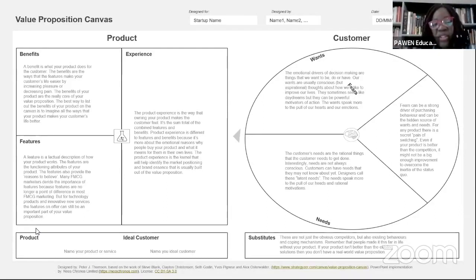So in designing your product, you must have what you're selling, the features of the product, the benefits and the experience, and then you need to match it to the customer. What are the customer's needs? What are their wants? And what are their fears? You need to ensure that whatever the customer is fearing is minimized, whatever the customer needs is met, and whatever the customer wants is also met.